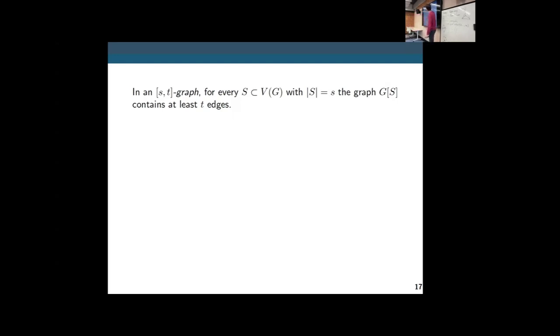So it just means that every set of S vertices in the graph contains at least T edges. That's an ST graph. Pick one vertex there, one there, one there, one there. 4 vertices, your S is 4. If you're a 4,2 graph, there should be at least 2 edges in here.